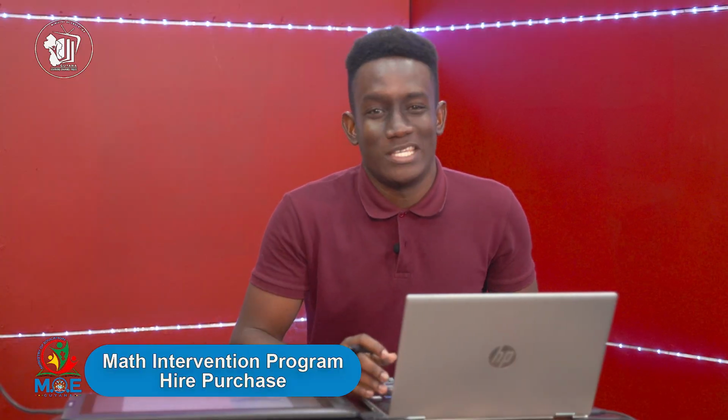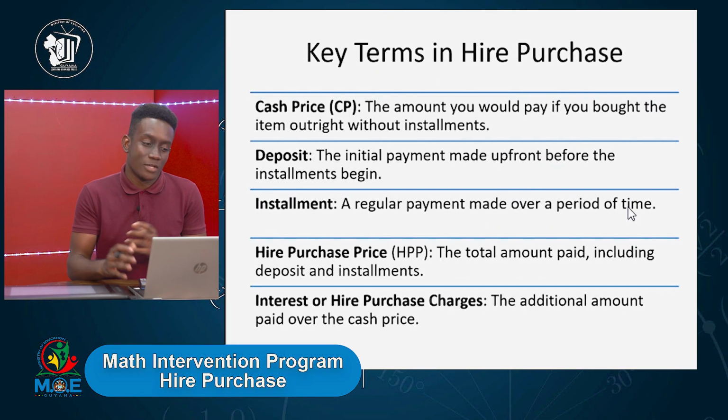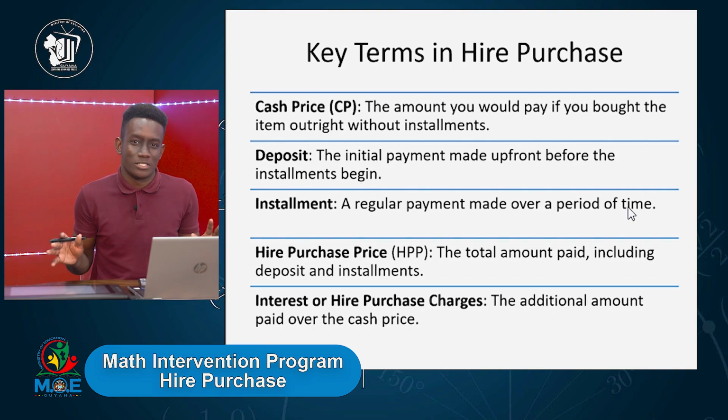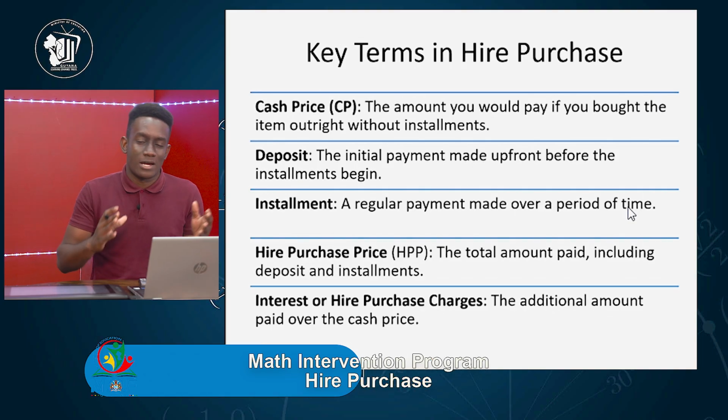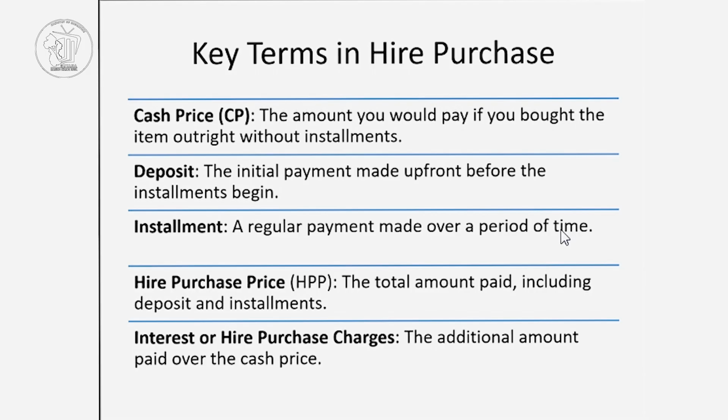So let's head into the key terms that you would come across commonly in hire purchase. The first thing is the cash price. The cash price is the cost of the item that you will pay without going through the whole process of hire purchase. For example, if you want to buy a car and the car costs $4 million and you go and pay that $4 million, that $4 million is called the cash price.